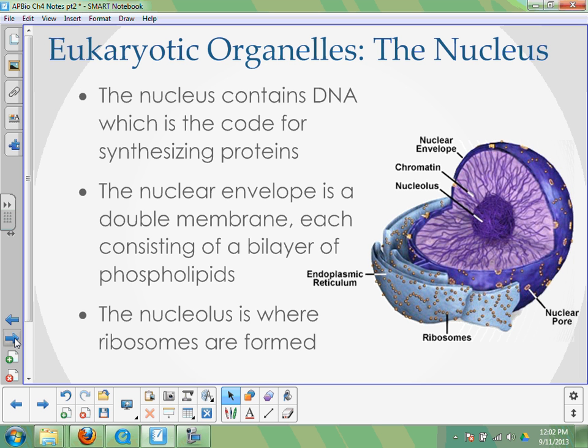Inside the nucleus, you find the nucleolus. The nucleolus is where ribosomes are formed. Also extremely important because ribosomes are the structures that actually make the proteins. And if the nucleus is important for having the information, the ribosomes are just as important for having the ability to then translate that information into proteins themselves.